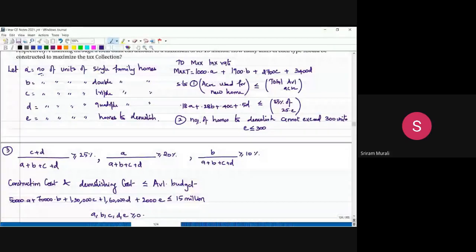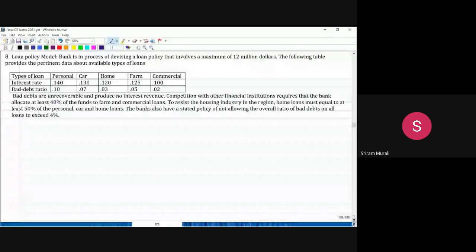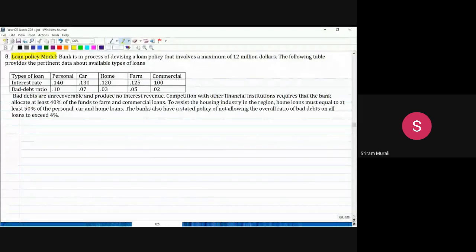This is the last problem of your LPP. Tomorrow I start decision theory. These loan policy model problems have application in industry.